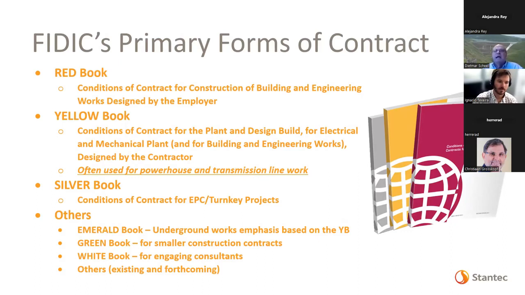But it's providing, much as the silver book, employer's requirements which tend to be more prescriptive, specifications of sorts that are going to be more prescriptive than the silver book and allow the owner to have a greater level of control over the end product. Whereas with the silver book, you let the contractor go, you're sometimes looking over his shoulder. With the yellow book, you're very much looking over his shoulder. The yellow book, as I mentioned earlier, is frequently used for powerhouses and transmission lines.